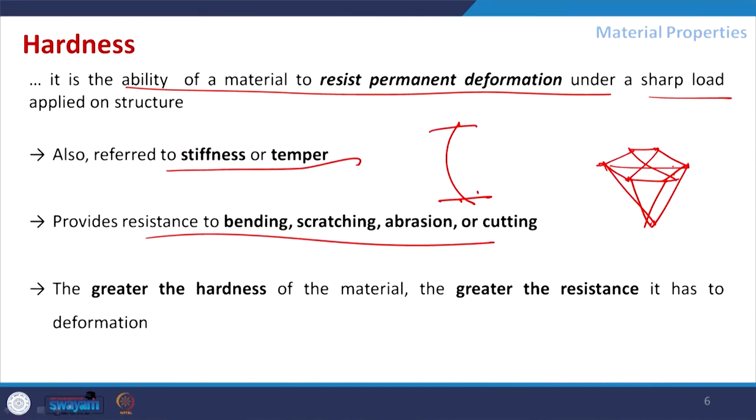Sometimes it may apply to the hardness of a structural material, or sometimes it may be a non-structural material, like the glass that we look for. The greater the hardness of the material, the greater the resistance. So, always we look for a material of higher hardness while selecting it, where we need to prevent that permanent deformation.